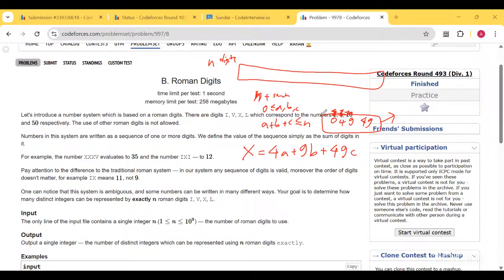So the idea is like this. Since it is valid if it is less than or equal to n, we can just try to minimize a, b, and c, right? So we want to minimize b. So it means b should not exceed 49. Because if b is greater than 49, we can reduce b by 49 and increase c by 9. It will be more efficient, right?